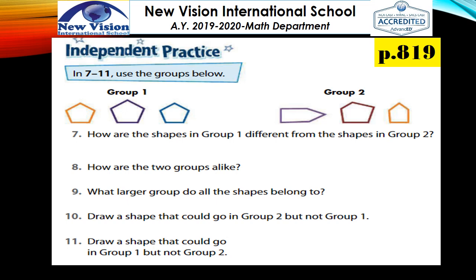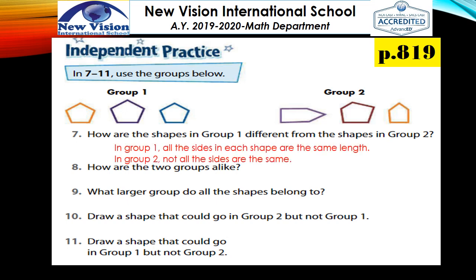Number 7 to 11, use the groups below. We have group 1 and group 2. Number 7, how are the shapes in group 1 different from the shapes in group 2? What's your answer? In group 1, all the sides in each shape are the same length. In group 2, not all the sides are the same. Do you have the same answer as my answer?